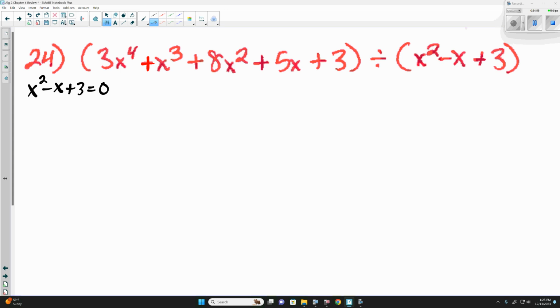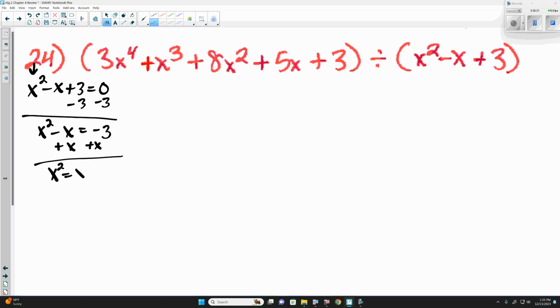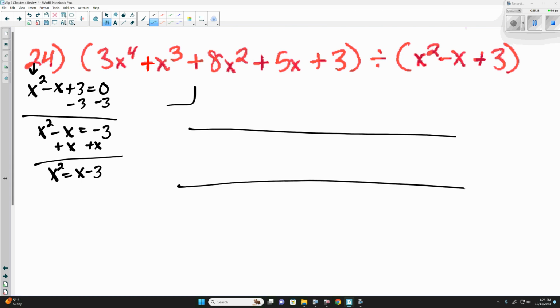Now with synthetic division, the first thing we have to do is take what we're dividing this by, our x squared minus x plus 3. And this time, we're not getting the x by itself, we're going to get the x squared. We can subtract 3 from both sides. And then we would, it doesn't matter which one we move first, but we will have to move the 3 and the x. We have to get the x squared term by itself.